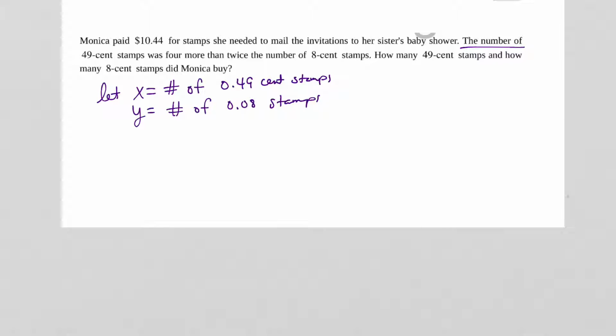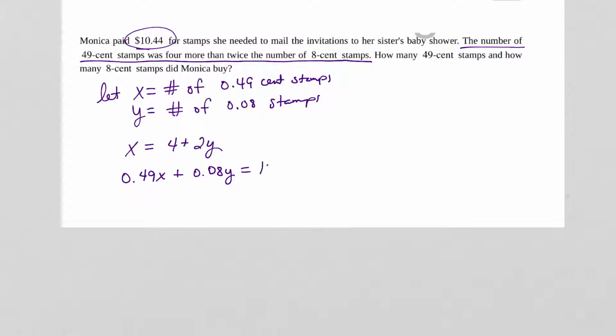Alright, so I do know something about this. It says here the number of 49-cent stamps was 4 more than twice the number of 8-cent stamps. So the number of 49-cent stamps, which is x, was 4 more than twice the number of 8-cent stamps. And I know that the value of these stamps is $10.44. So 0.49 times x plus 0.08 times y equals $10.44. I know that x is equal to this business. So I'm going to take that and put it in for x in my equation.